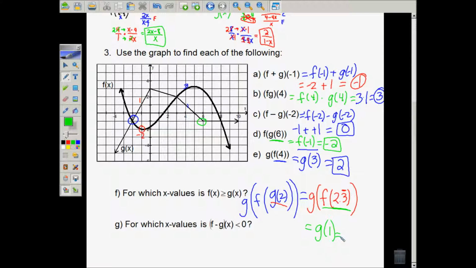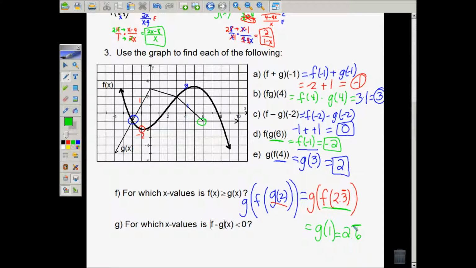2.6. 2.8. I feel like it's 2.6. It's too close to the line. I'll put 2.6. Your answer's wrong. Okay. So it doesn't matter how big it gets. All I do is I worry about the innermost first, and then I work my way out. Got it? Okay. All right.